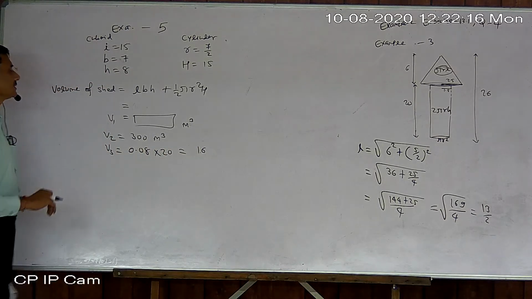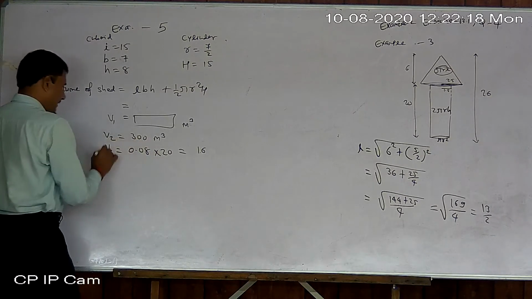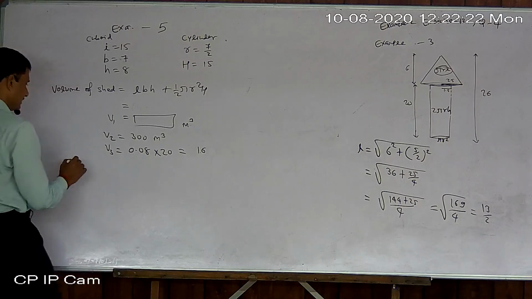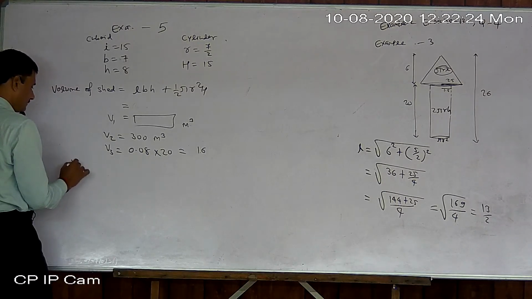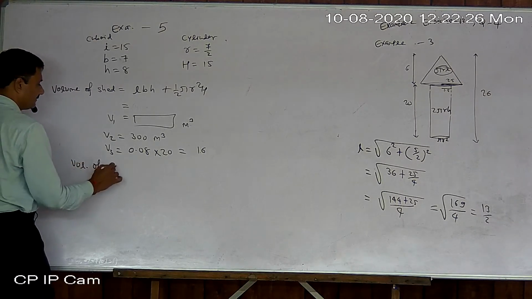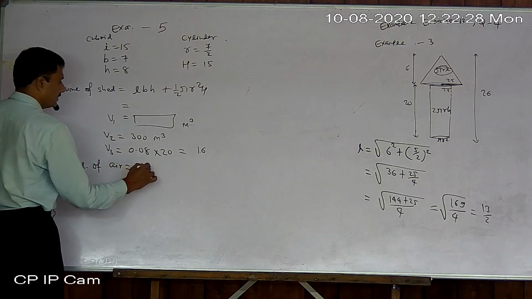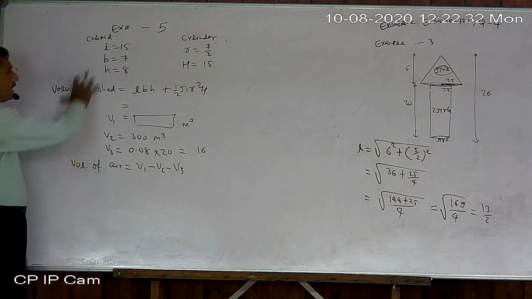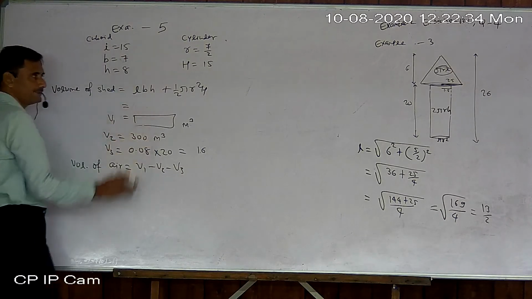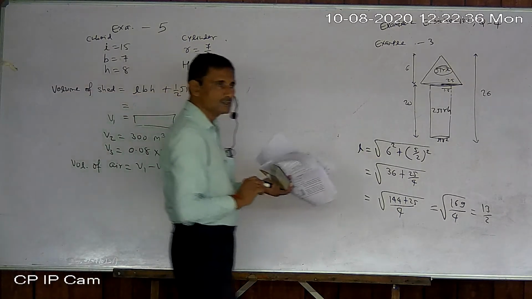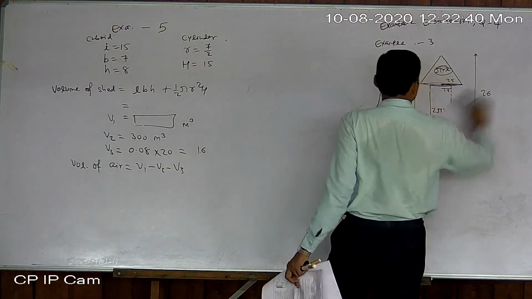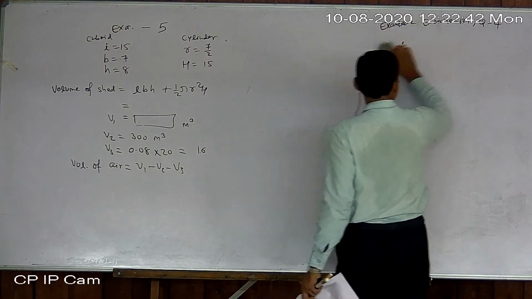Okay, so after all, what is asked? How much air is there? So the quantity of air, otherwise the volume of air, will be what? V1 minus V2 minus V3. Why? From the whole volume of the shed, something is subtracted. What is being subtracted?